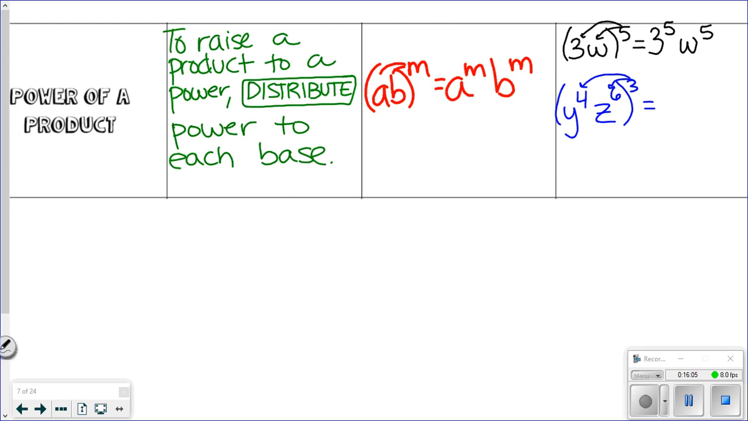And then the next example, this is incorporating the last property, power of a power, and the current property. So I have y, and then I distribute the 3, and 3 times 4 is 12. z, and then I distribute the 3, and 3 times 6 is 18. And that's my final answer.